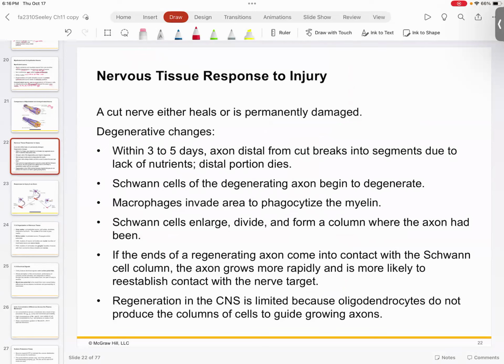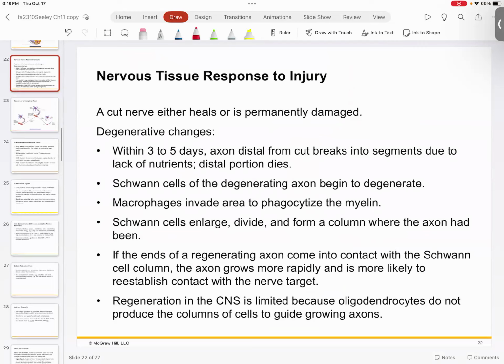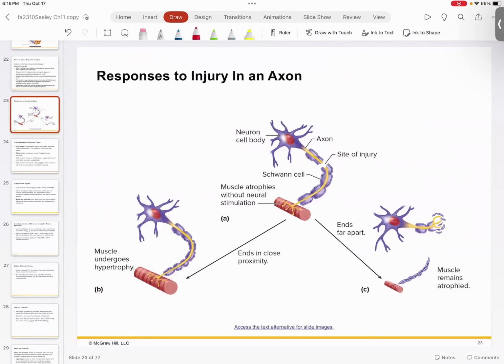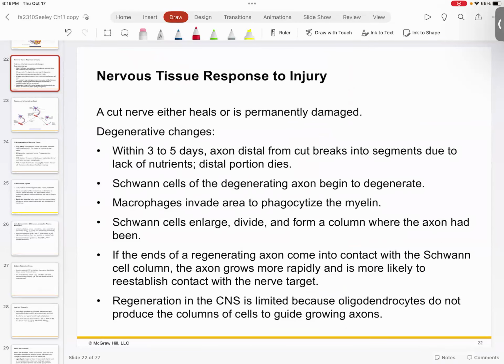So since we are at our witching hour, this is a good topical shift to start moving into the response of nervous tissue to injury, and then we'll start digging into the physiology of the nervous system.